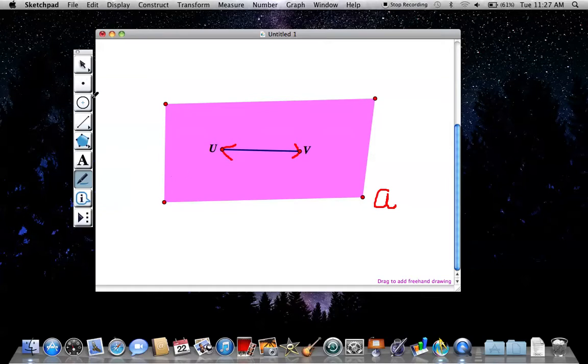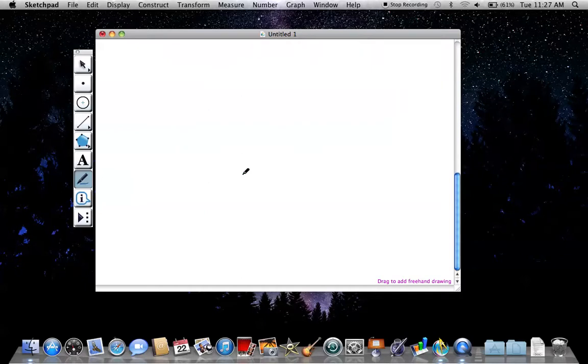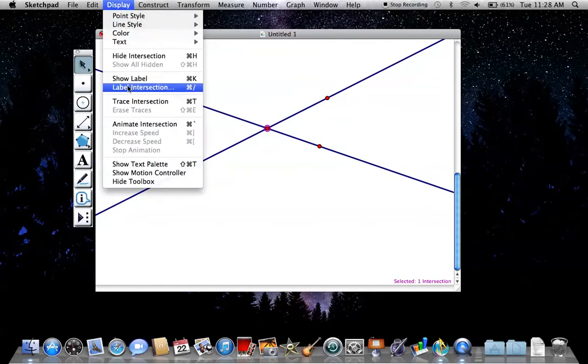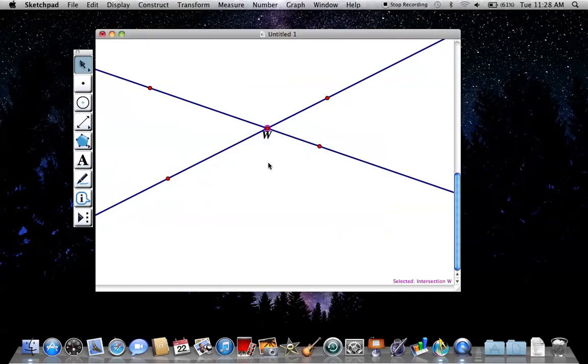Okay, on to the next postulate. Postulate 1-1-4 says that if you have 2 lines, so I have a line here and I have a line here, it states that any 2 lines intersect at exactly 1 point, and that would be that point. So for the intersection of these 2 lines, we have intersection at point W. For any 2 lines that intersect, they intersect at only 1 point.